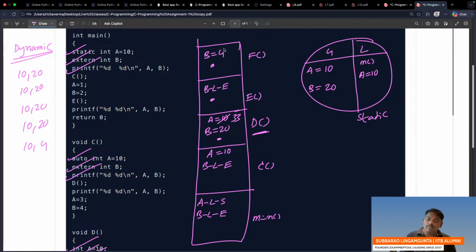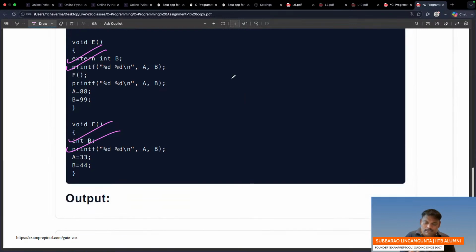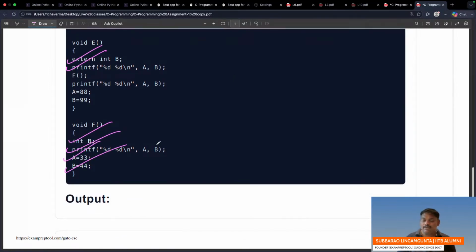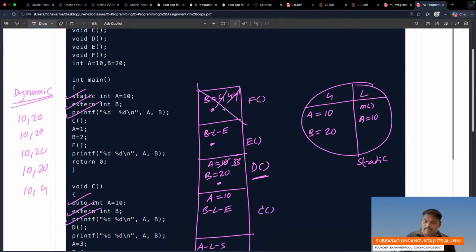B 44, B already there directly here, 44. Wherever you have taken that place, only change it. So I changed it. After completion of the F function, right? Let's go to E function. F function is over. Go to E function.